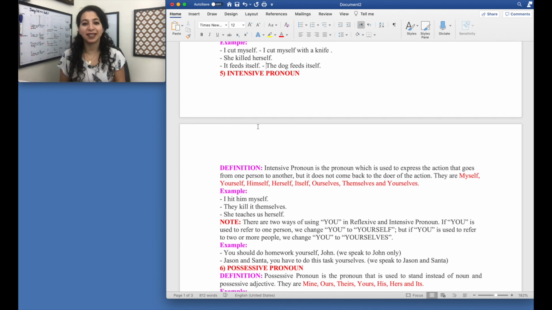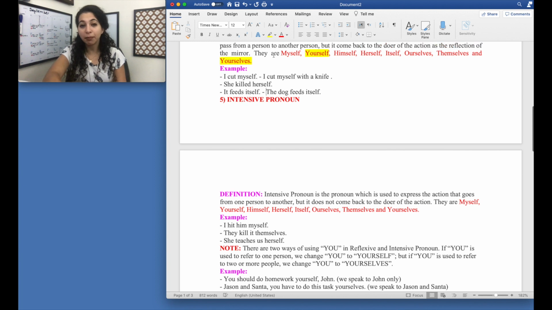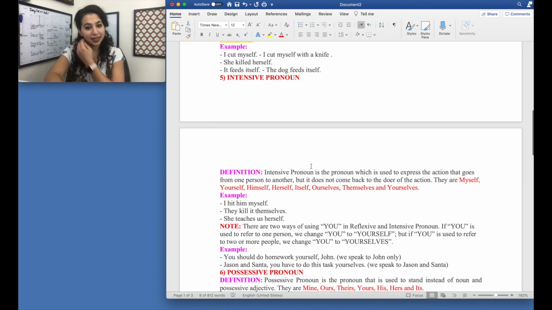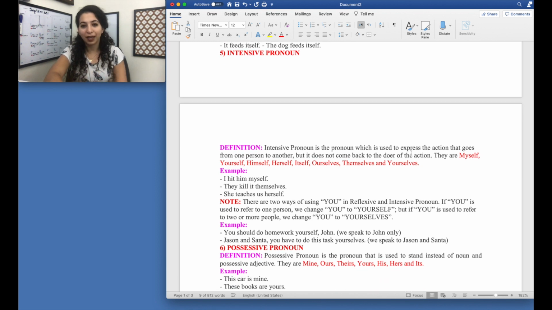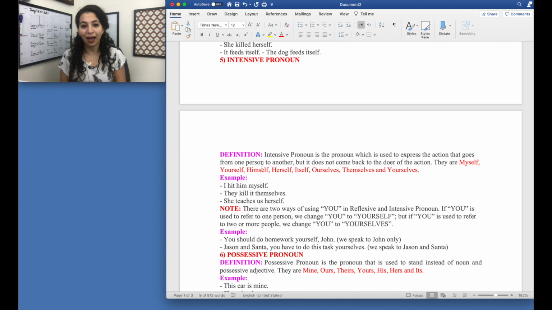Number 5 is intensive pronouns. An intensive pronoun is a pronoun that is used to express an action that goes from one person to another but does not come back to the doer of the action. These over here are the same as the ones up here. You guys can see them, they're exactly the same. The example we have is "I hit him myself." So what it does is it adds emphasis or intensifies. It adds emphasis on the doer of the action.